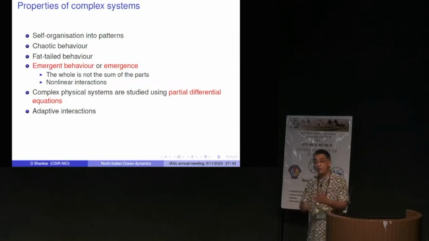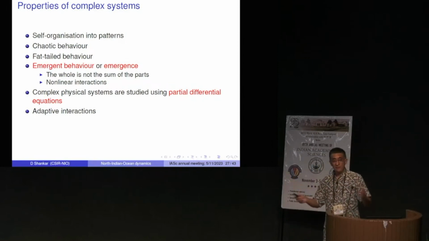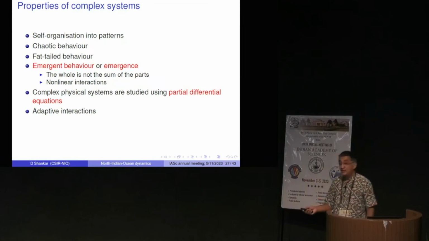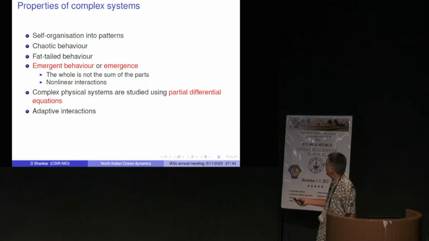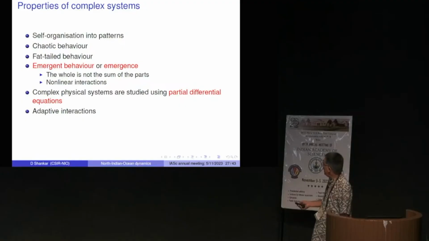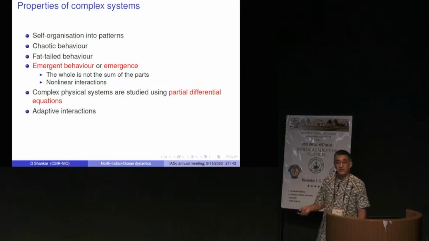You just look at any weather forecast, you're going to see cloud patterns. Massive cloud patterns organized on a variety of scales. You start looking deeper into that, you will see more patterns. So there is self-organization into patterns. There is chaotic behavior. I'll look at chaos briefly. There's fat-tailed behavior. You get many more extremes than you would expect from linear theory. There is emergence, which is a consequence of nonlinear interaction. These are properties that emerge as a consequence of nonlinearity.